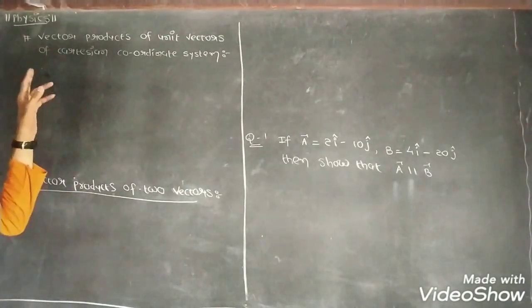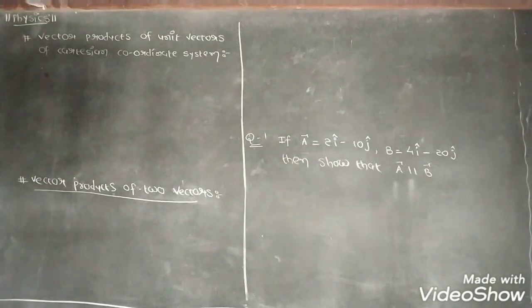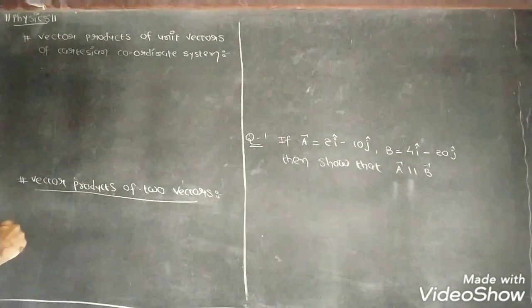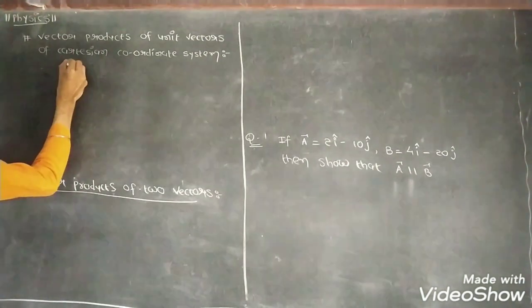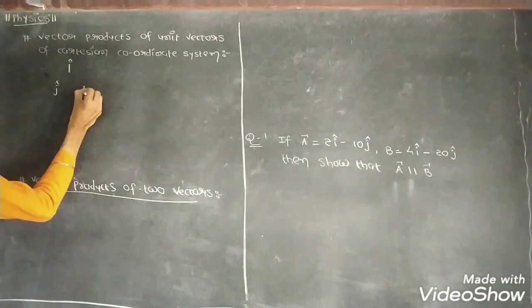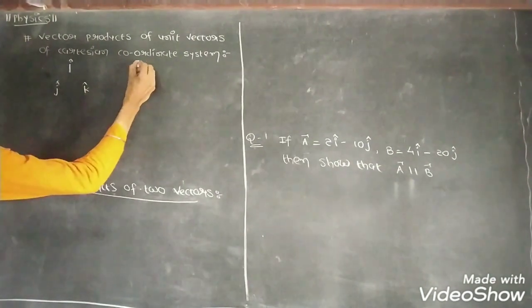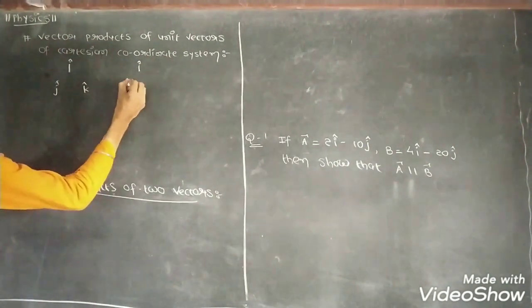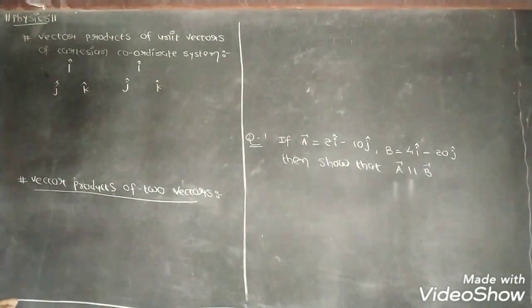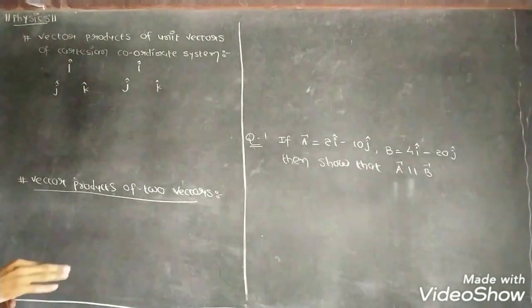Okay, now the vector products of the unit vectors of a Cartesian coordinate system. I caret, J caret and K caret. This is the unit vector of Cartesian coordinate system.